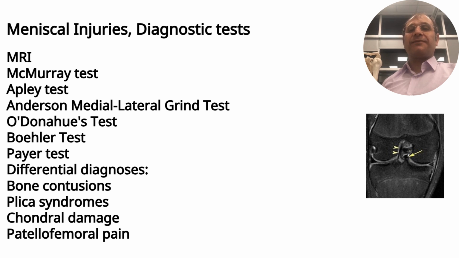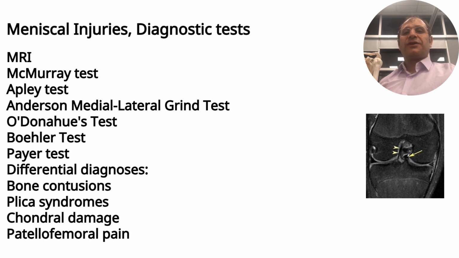Diagnostic tests. MRI is commonly used but may not always detect tears. Clinical examination and special tests are essential. Special tests include McMurray test, Apley test, Anderson medial lateral grind test, O'Donoghue's test, Bowler test, Payer test. Additionally, flexibility tests for the hamstrings, quadriceps, and Ober's test should also be performed.